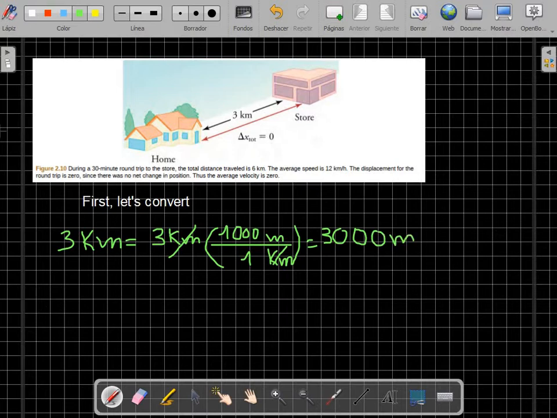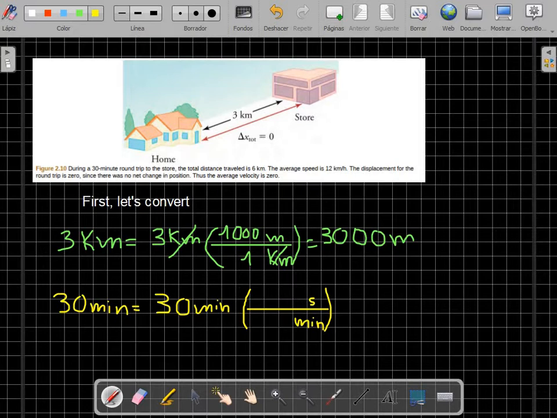Let's do the same with the 30 minutes. We are going to multiply those 30 minutes by another fraction. And let's see what we are going to place in that fraction. In this case, we must get rid of the minutes and get seconds. So in order to get rid of the minutes, we must place the minutes in the denominator, so we can cancel both. And I'm going to place the seconds here, which is the unit that I need.